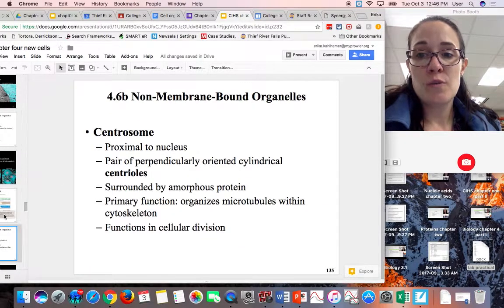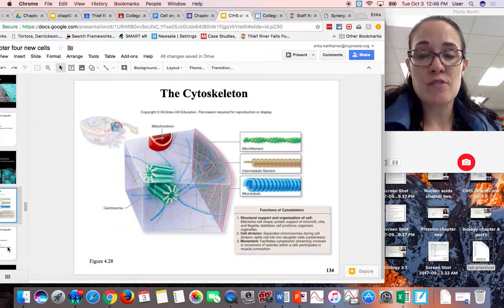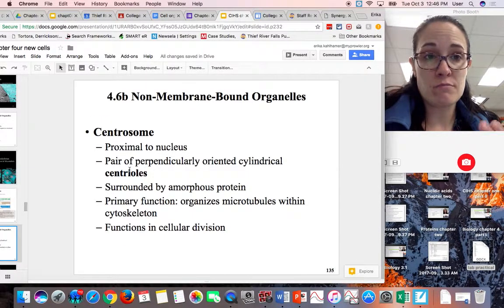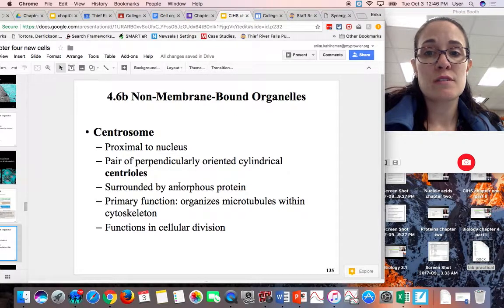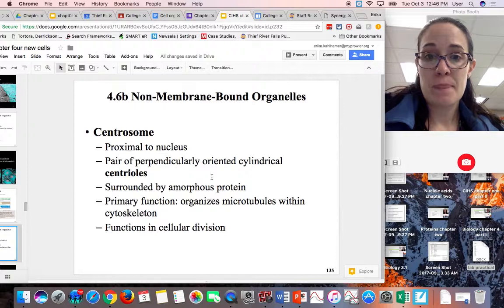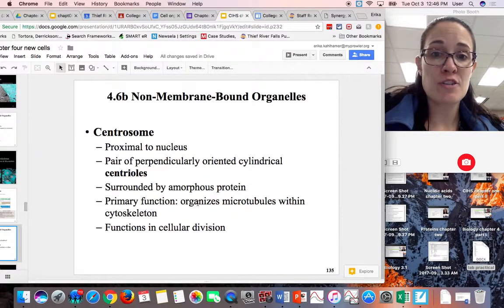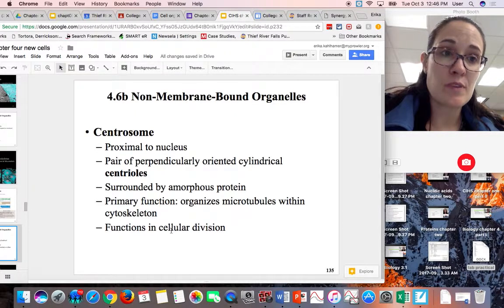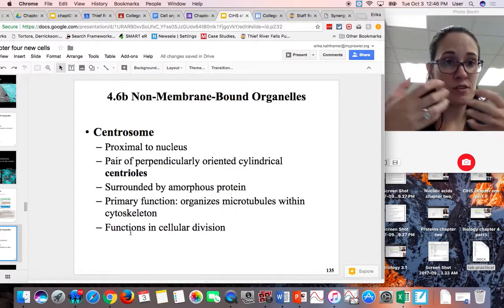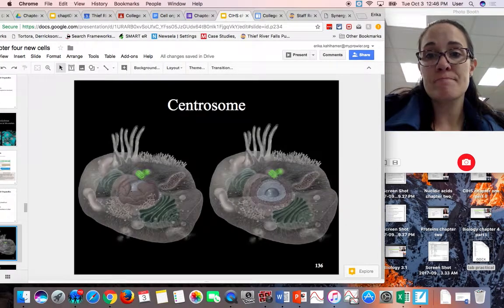Centrosome. We just saw them on this image right here. Centrosomes, they're a pair per animal cell, so two. They're oriented in cylinders. Their primary function is to organize microtubules in the cytoskeleton, and then they do participate in cell division. They move to the opposite sides of the cell to separate the chromosomes. So there's the pair of centrosomes.